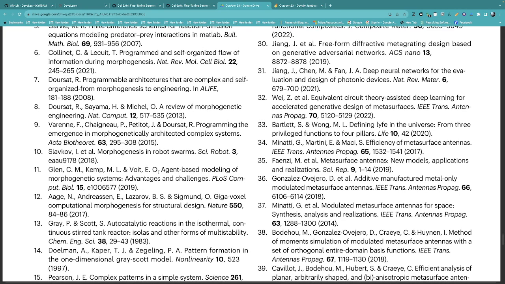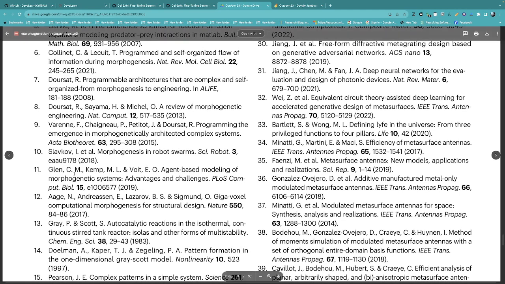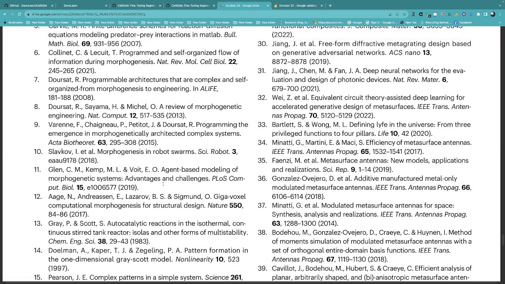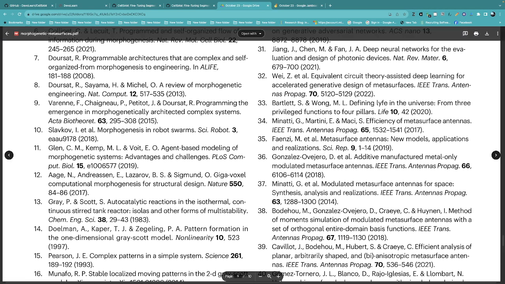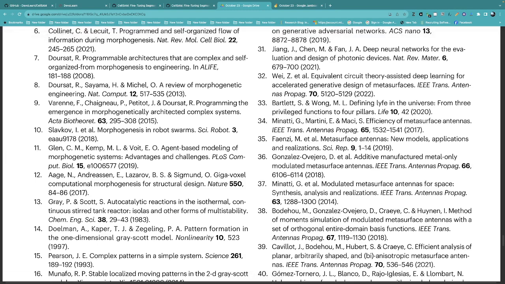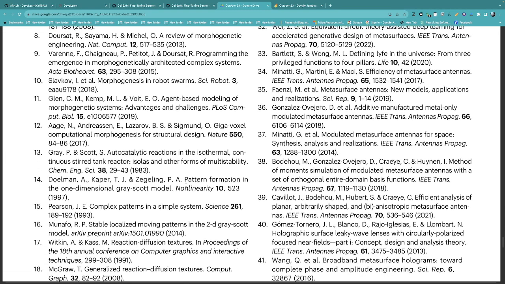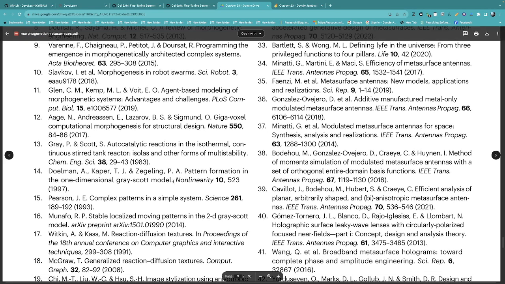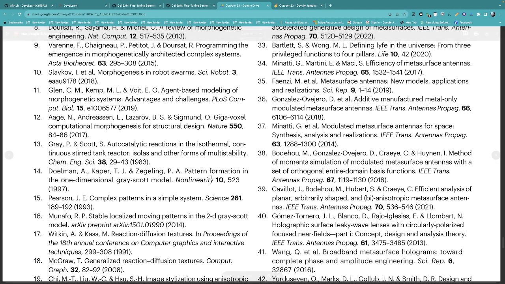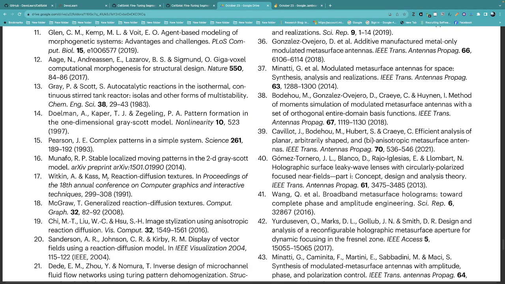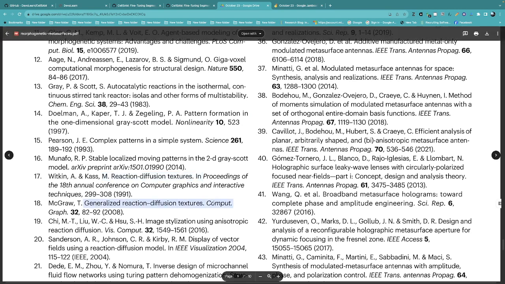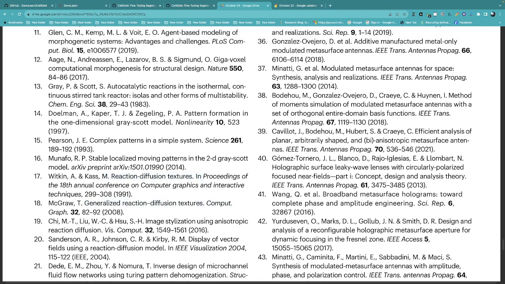We also have some interesting resources on agent-based modeling of morphogenetic systems. This is a 2019 paper. Gigavoxel computational morphogenesis for structural design. So this kind of focuses on the design aspect. There's also this paper on the one-dimensional Gray-Scott model. So this is pattern formation in the one-dimensional Gray-Scott model. That was in Nonlinearity in 1997. So this goes back a while. And then we have reaction diffusion textures and other types of reaction diffusion textures in computer graphics, where they've used reaction diffusion as a way to create two-dimensional textures and three-dimensional textures.